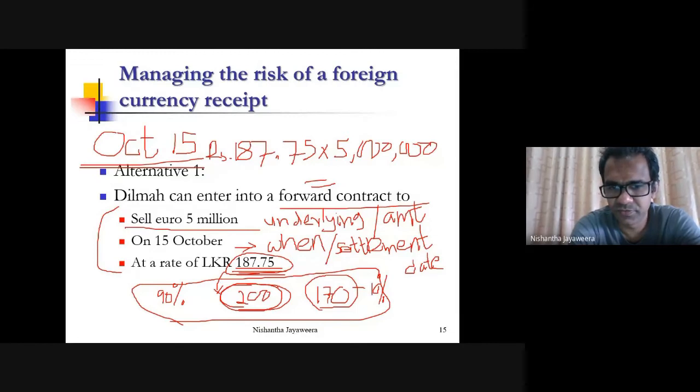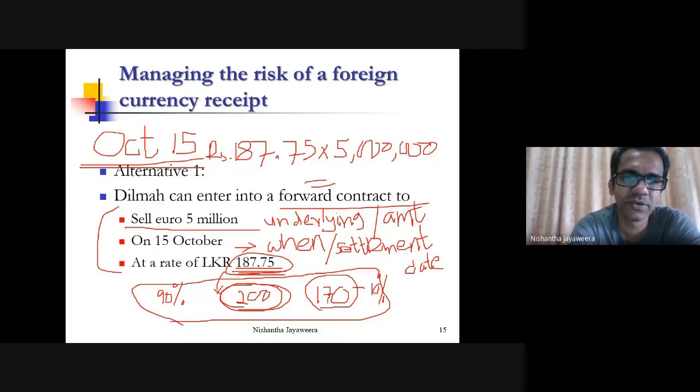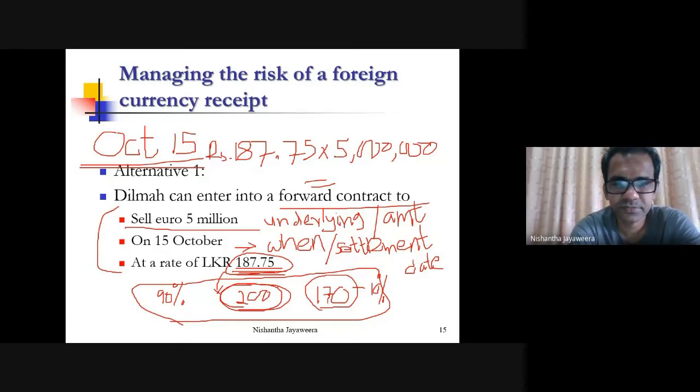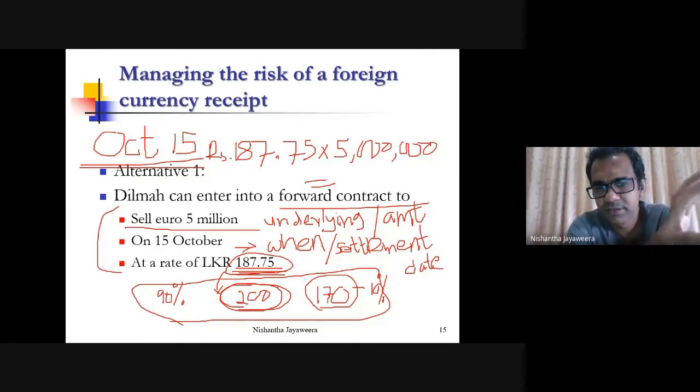So whenever you enter into a forward contract, that reduces or eliminates your uncertainty. You know what the cash flow is, what amount of rupees you are going to get. You eliminate the exchange rate risk, whether it's going up or going down. You are sure you are going to receive this many rupees.